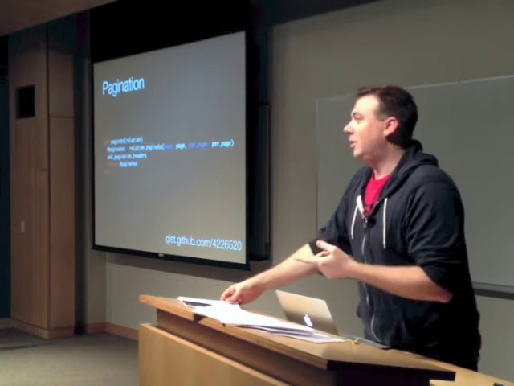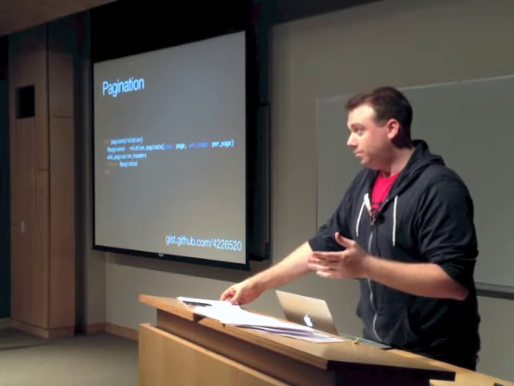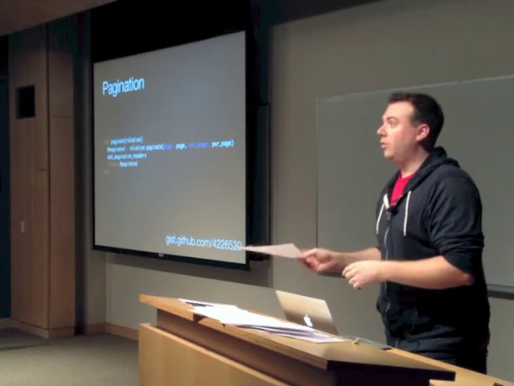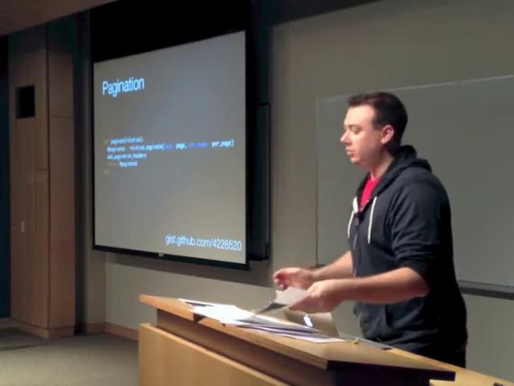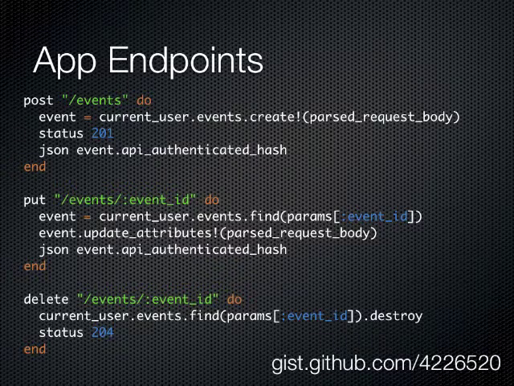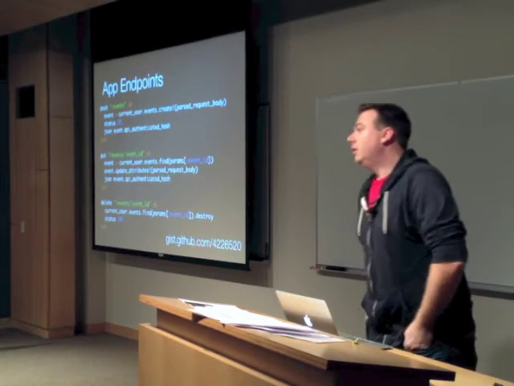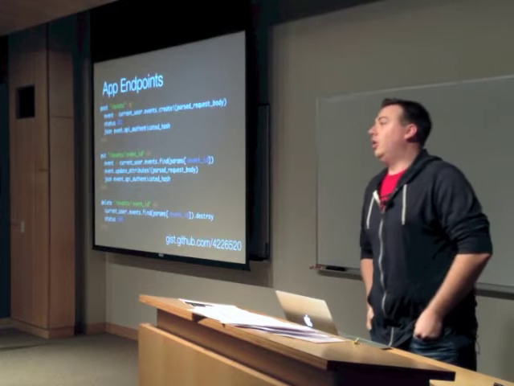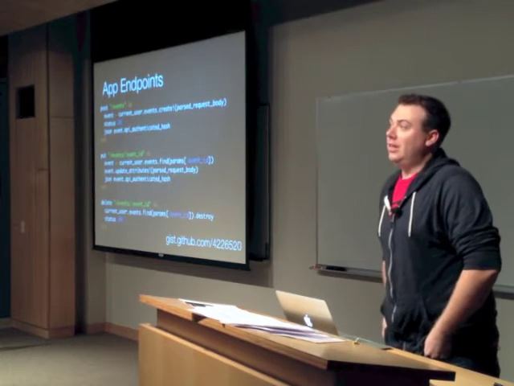This is also assuming that we're using active record, obviously, and that we're working with a relation object using will paginate. A couple more endpoints here. If we're creating an event, we're doing current user.events.create.